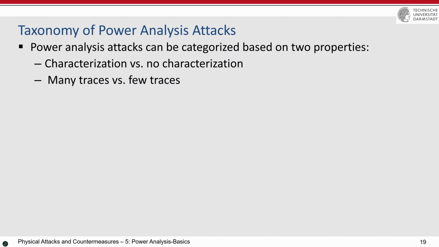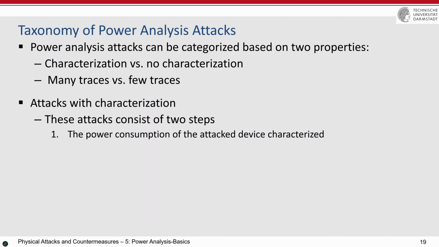And another property of the attack is whether we are able to measure as many traces as we want, or we are restricted to a very low number of traces. For example, if a device is used in a scenario where there is a session key, and the key is changing, for example, every 10 seconds, and you are not able to collect more than 100 traces for one key. In the attacks with characterization, as I explained, the attack consists of two phases.